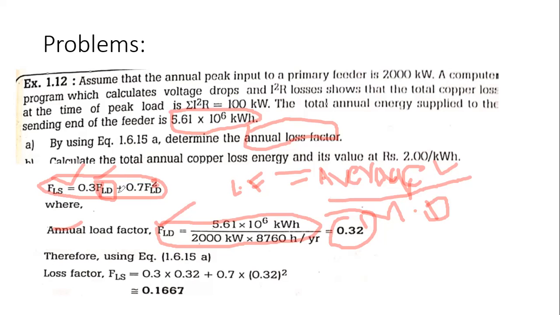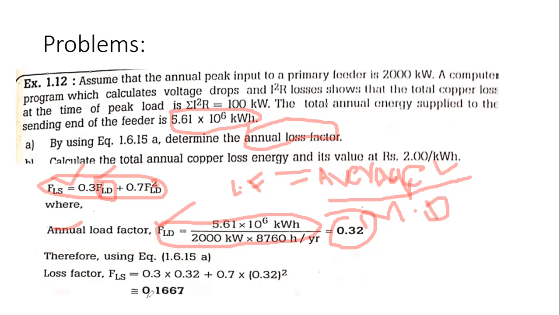Next, substitute this load factor in the above equation, that is FLS. Therefore, FLS is equal to 0.3 into FLD, where the value is 0.32. FLS means the loss factor. So the loss factor is equal to 0.3 into 0.32, where 0.32 is the FLD value, that means the load factor, plus 0.7 into load factor square, 0.32 square.